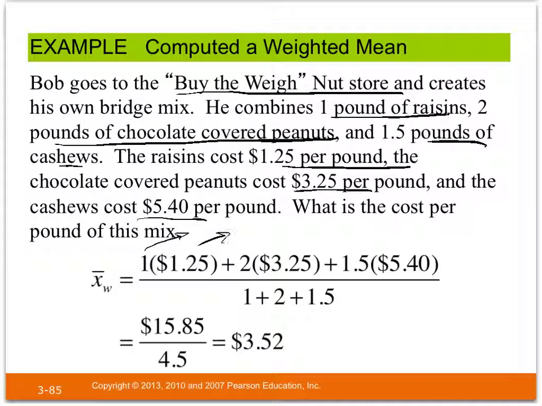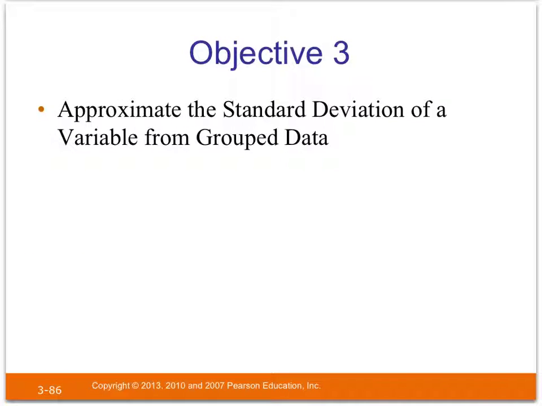So we take the weight multiplied by the cost, and then we divide it by the sum of the weights, which gives you the cost per pound of this mix. So 1 times 1.25 for the 1 pound of raisins, 2 times 3.25 for the peanuts, 1.5 times 5.40 for the cashews, and we add up 1 plus 2 plus 1.5 on the bottom, and we end up with $3.52 per pound.